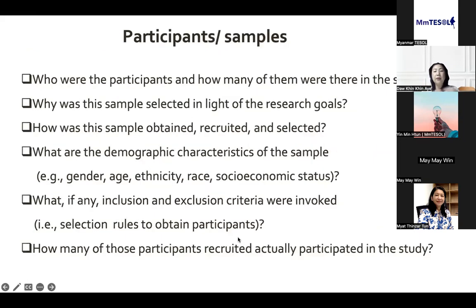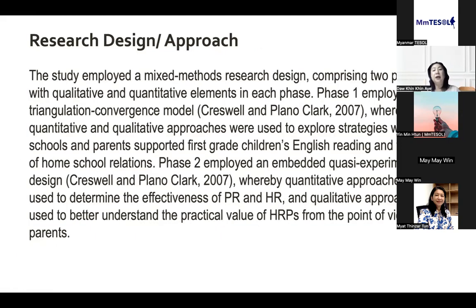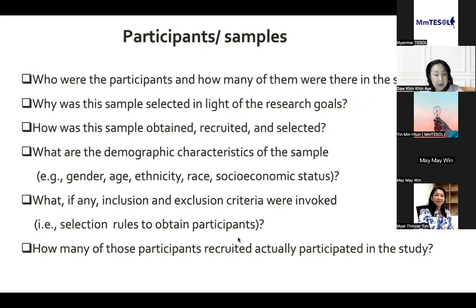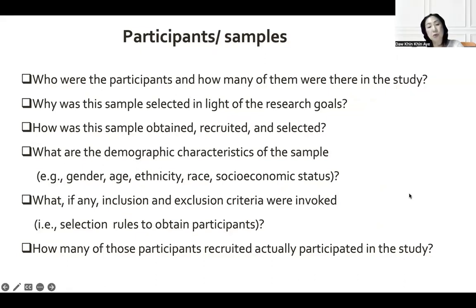So if you look at it here, it also explains the use of the method and what that method is trying to find out. Okay, now here, with regard to participants and samples, the number one question you can ask yourself and answer in writing is: who were the participants and how many of them were there in the study? Why was this sample selected in light of the research goal?